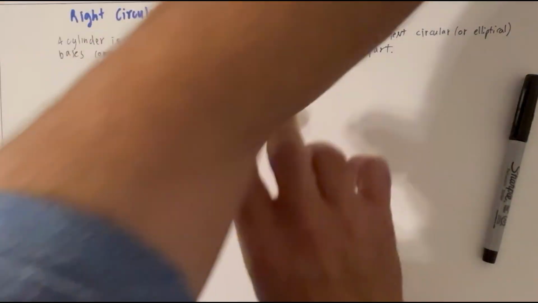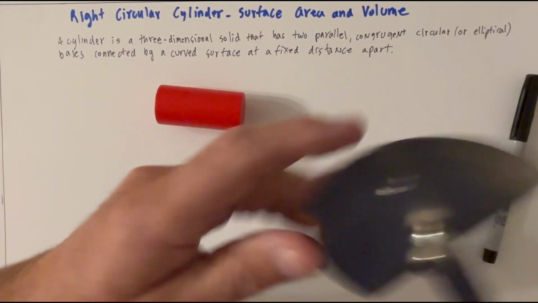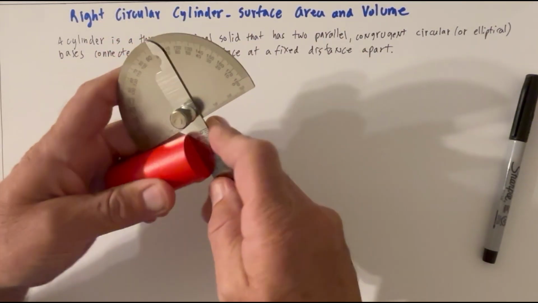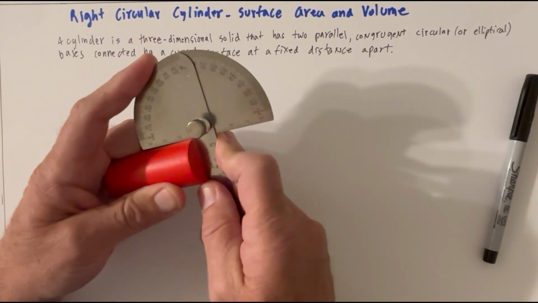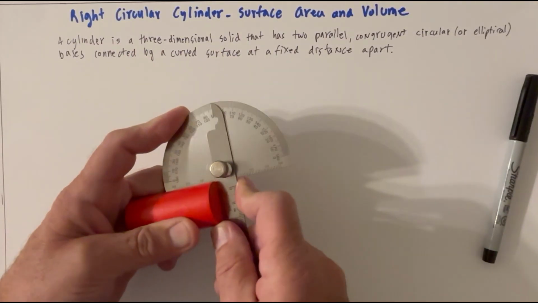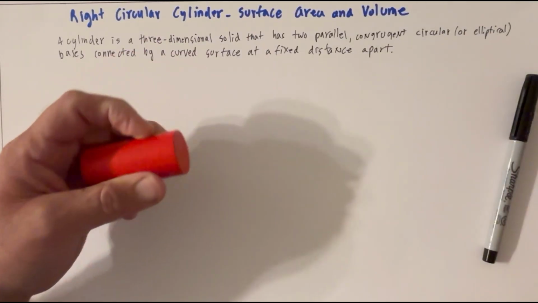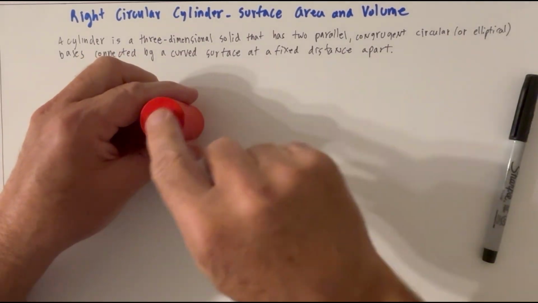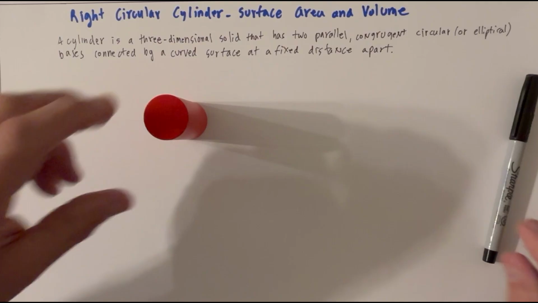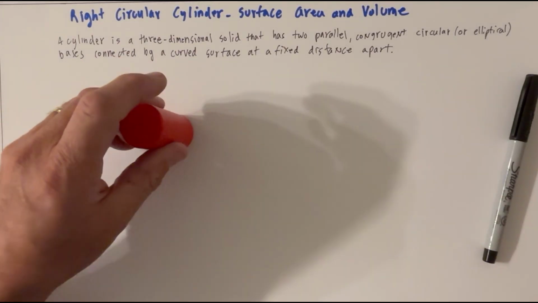I'm going to put these aside. I'm not going to work with those. Let's verify that that is a right angle, meaning 90 degrees. And yes, right on 90 degrees. So that is a right circular cylinder. Okay, so let's take some measurements of this to calculate.